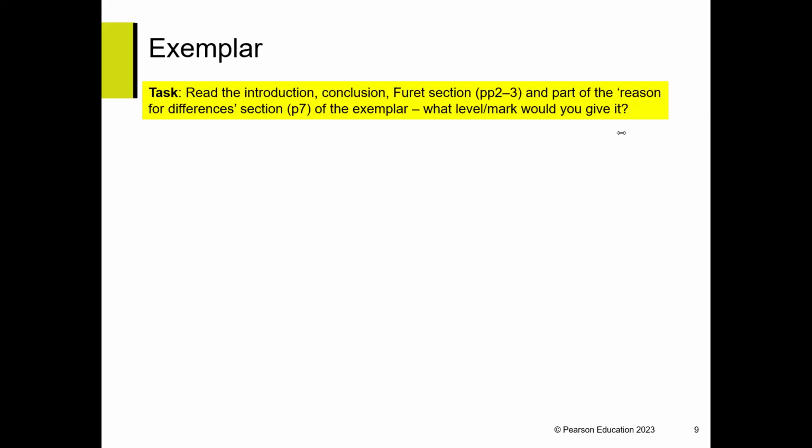For those who have just entered, we are looking at the exemplar at the end of the booklet. If you look onto chat, you will see how to access the booklet. Hopefully you'll get it from the resources tab. They're reading the introduction, conclusion, Fury section, pages 2 to 3, which is actually pages 14 to 15 of the booklet, and the part of the reasons for difference. So just another couple of minutes and then we'll go through together. And you've been asked, what level or mark would you give it?